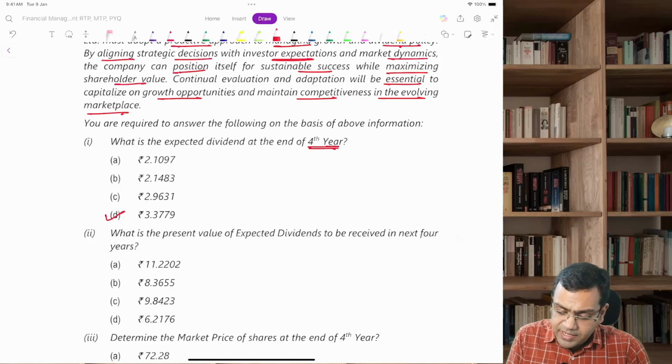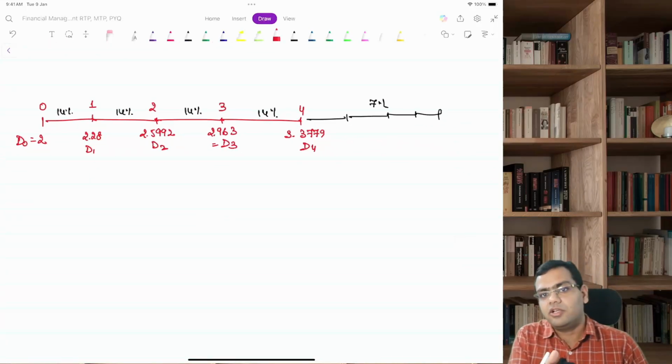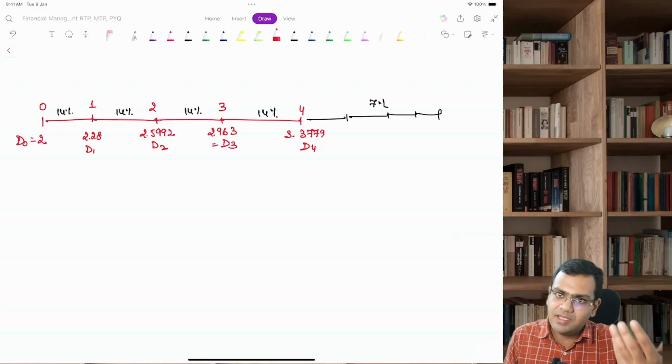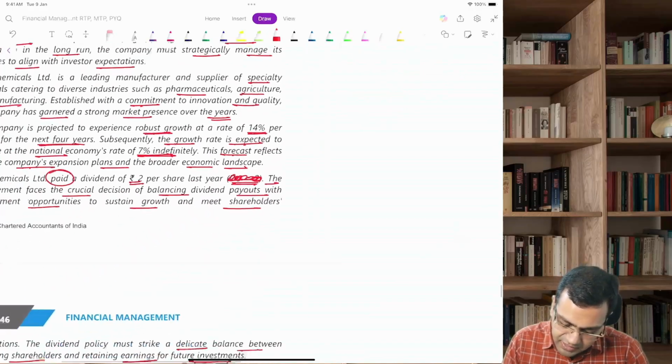Clear? What I did is nothing. The D0 is given to you. I applied the growth rate of 14% for every year. Year 1, 14% on 2 rupees. Then year 2, year 3, year 4. Every year there is going to be a growth rate of 14%. Fine, sir.